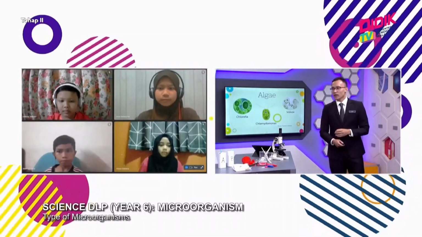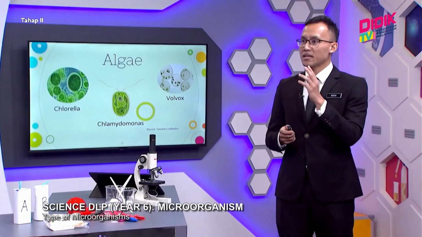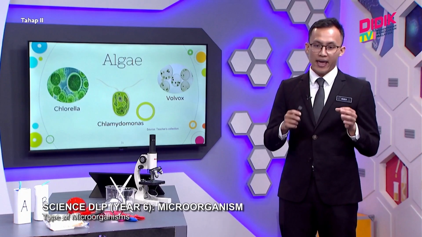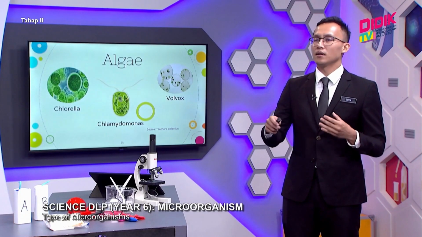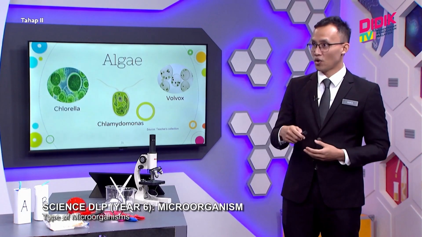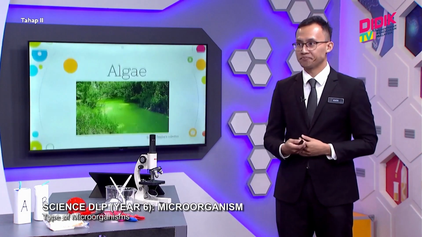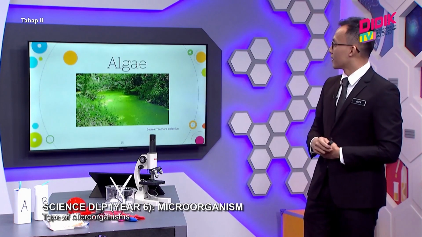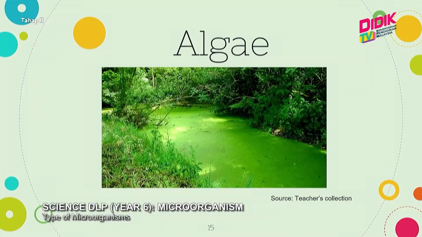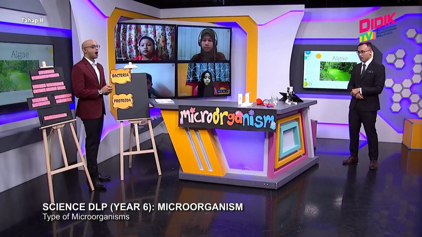Okay, so volvox and chlorella are actually algae that are usually seen in the river or the pond. Okay, like this picture here. Is this a field of grass or a river full of algae? Sean? It looks like a field of grass actually. Yes, it looks like a field of grass. So actually, it is a river full of algae.